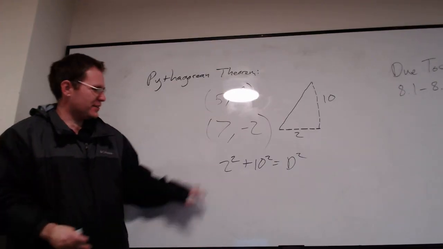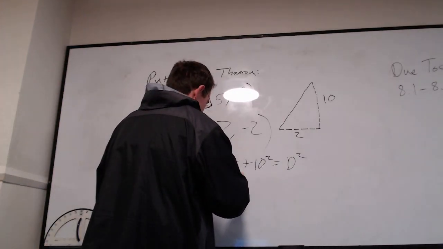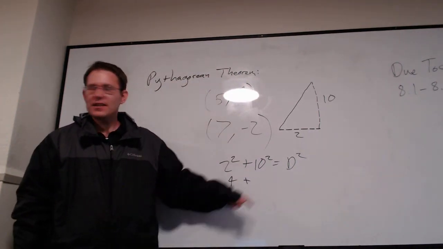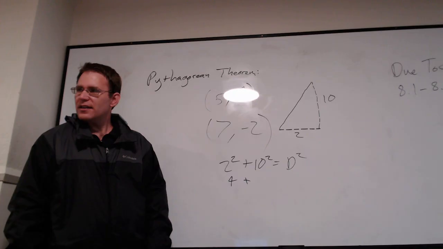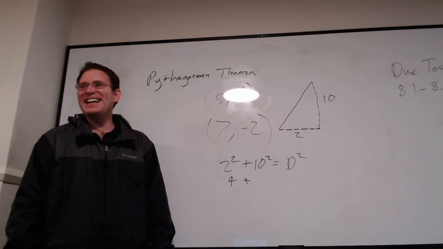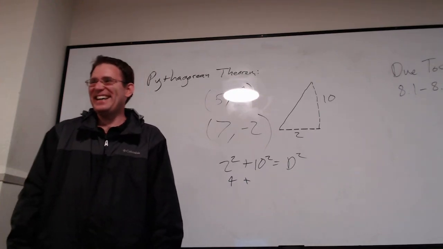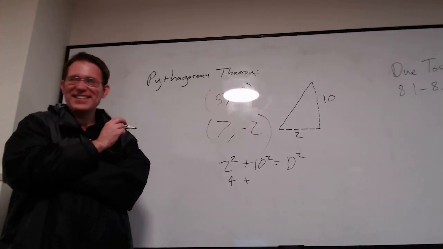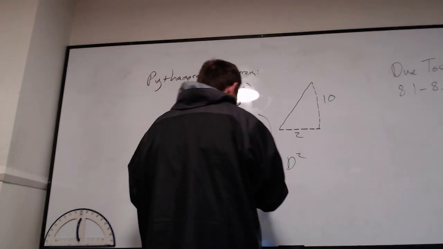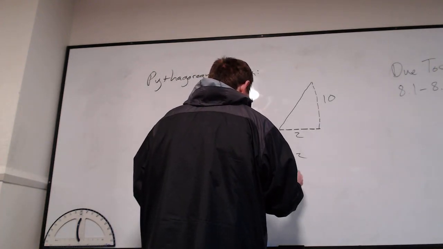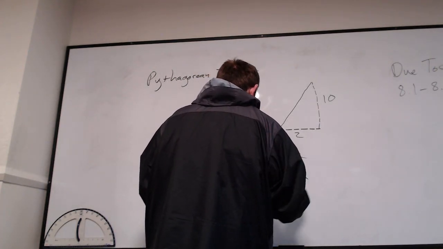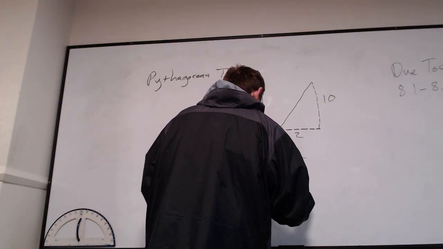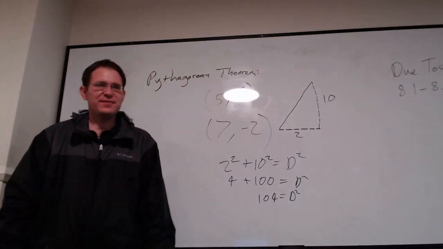Okay, so 2 squared, that's 4, right? And then 10 squared. Oh, 10 squared, not square root. Yes, it's 100. Okay, so that's gonna equal still d squared. So we have 104 equals d squared. So what does d equal?